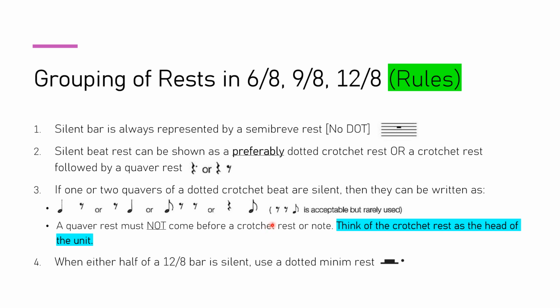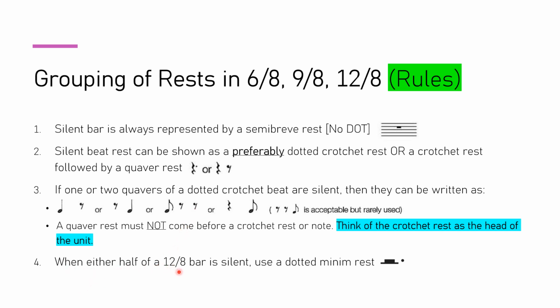Or if it's not possible for you to put the crochet rest before, or maybe you need to put the crochet rest at the back, you cannot put the crochet rest at the back. Rather, you divide that crochet rest into quavers, so that this quaver is not acting like a superior over the crochet. I'm just trying to put it in my way.